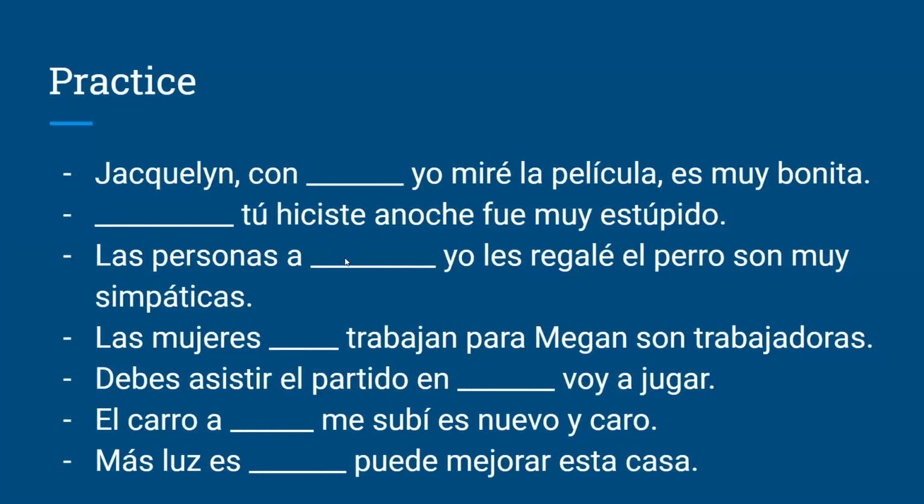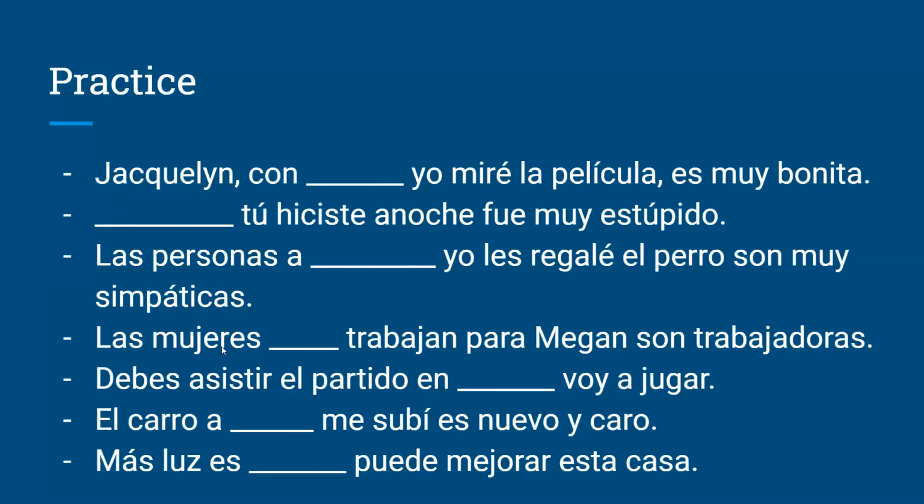Three, the people to whom I gave the dog are very nice. First question, are we talking about human beings? Yes, we are. People. Second, do any of our quien rules apply here? Yes, it comes after a preposition, a. So the answer is quienes. Why quienes? Because we're talking about more than one person. Had to make it plural. So quienes is our answer for three.